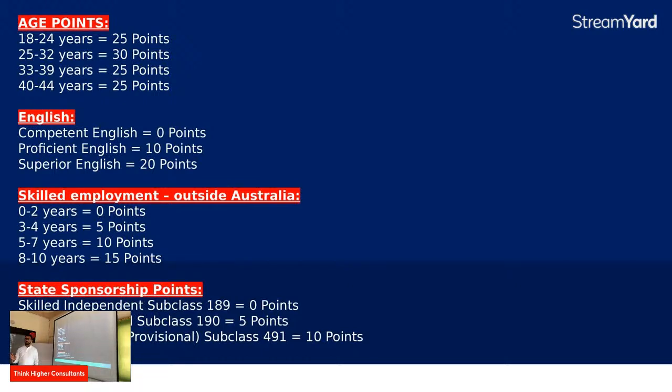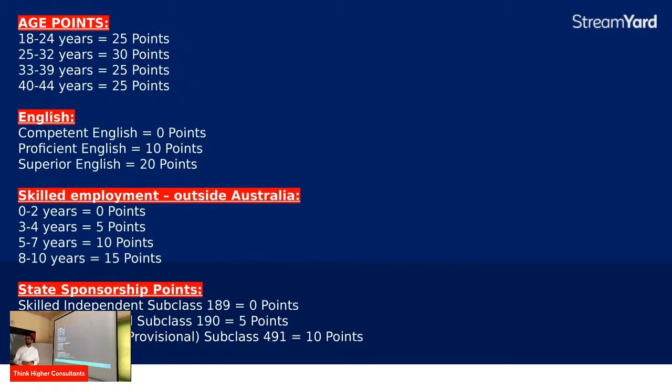Now, there is an English requirement you need to meet. You need competent English, which is the basic requirement and gives you 0 points. If you go with proficient English, that leads to 10 points, and superior English will give you 20 points max. So if you need the maximum points, then superior English is the best way to go.